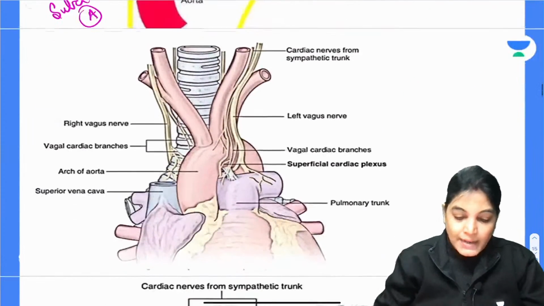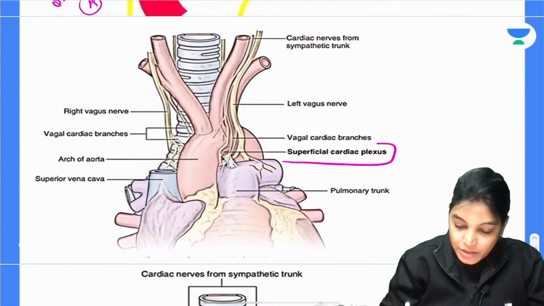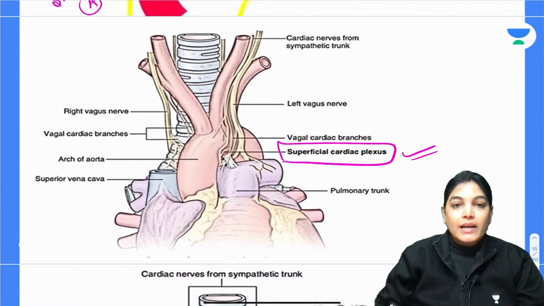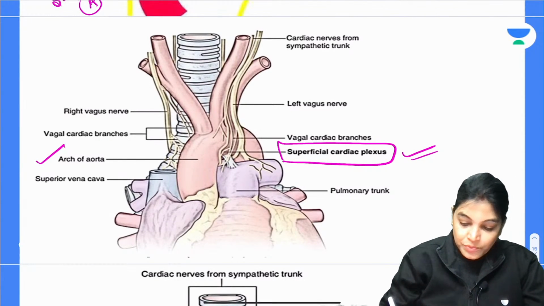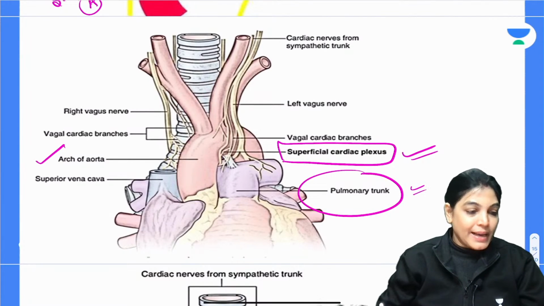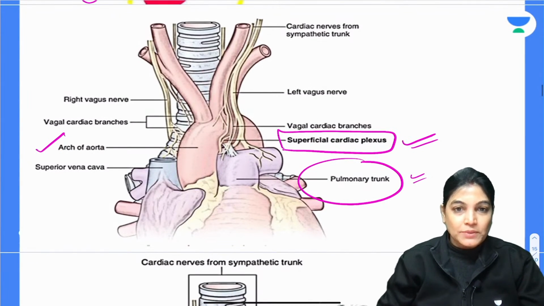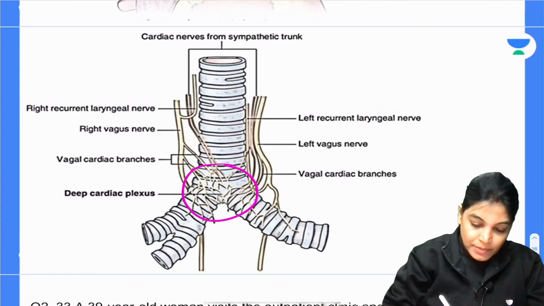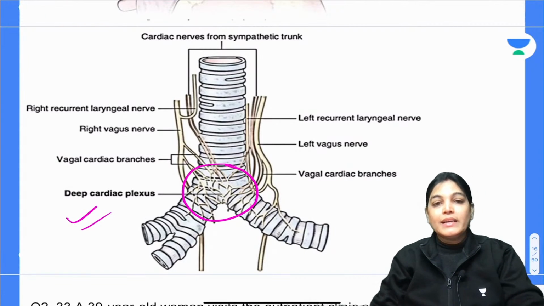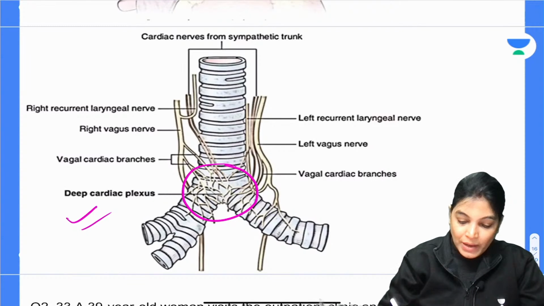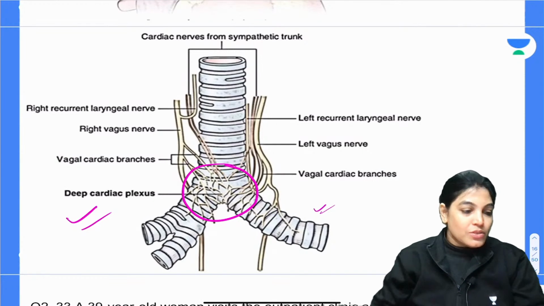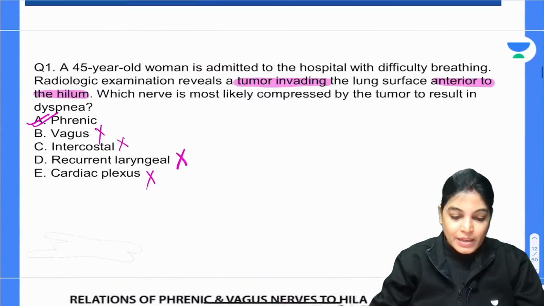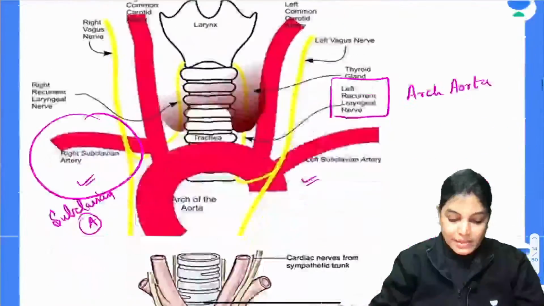Cardiac plexus, we have got superficial and deep cardiac plexus, and I would like to show you a diagram of the location of the cardiac plexus. As you can see, this diagram shows the location of the superficial cardiac plexus. It is lying below the arch of aorta and in front of the pulmonary trunk bifurcation. Now, see this deep cardiac plexus. It is located just anterior to the tracheal bifurcation. So this is exactly the location of the options which is given, and clearly we can mark that the correct answer is phrenic nerve. Let's move on to the next MCQ.